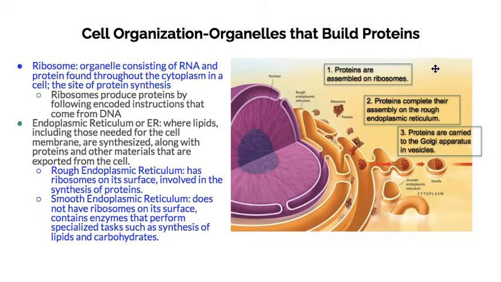So first, proteins are assembled on ribosomes. Second, proteins complete their assembly on the rough endoplasmic reticulum. And then third, proteins are carried into the Golgi apparatus and vesicles.